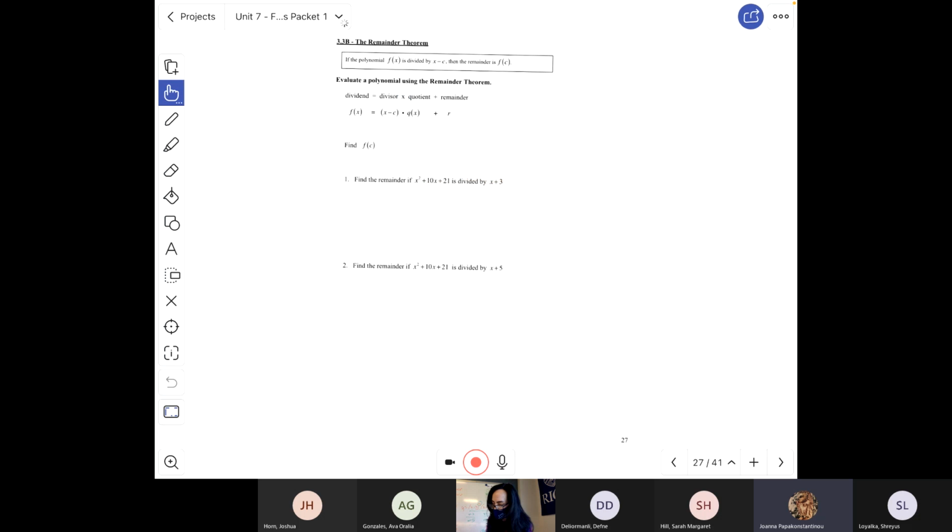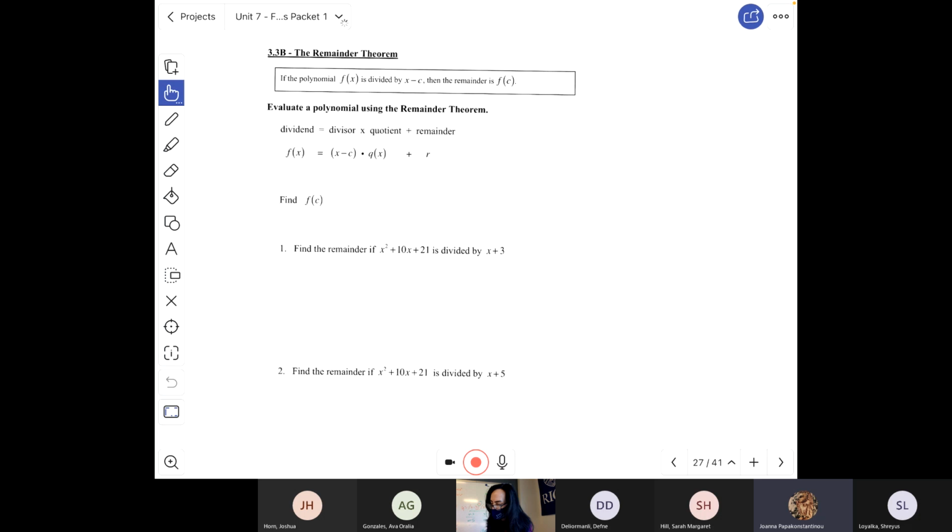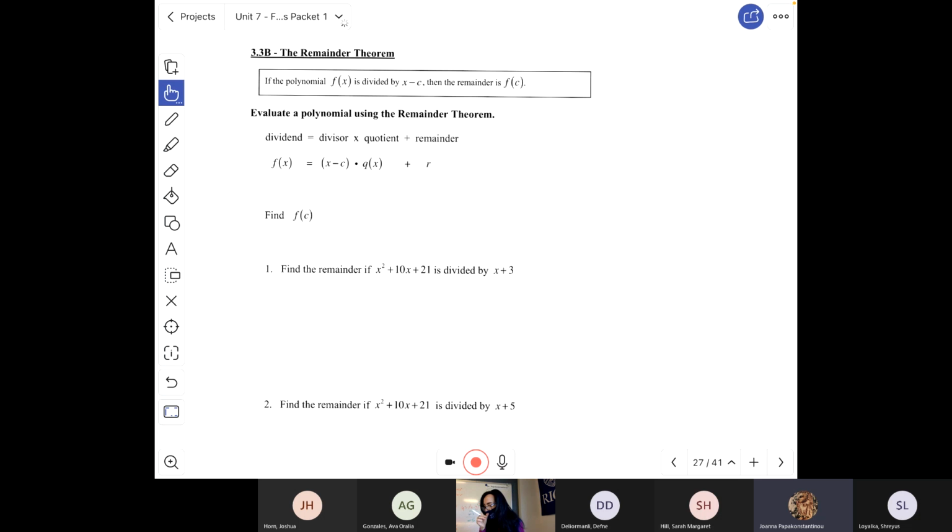As practice, you can. Now, let me just talk about the remainder theorem. The remainder theorem: if a polynomial f of x, so I've given you a polynomial, is divided by a linear binomial, then the remainder is the polynomial evaluated at that x.